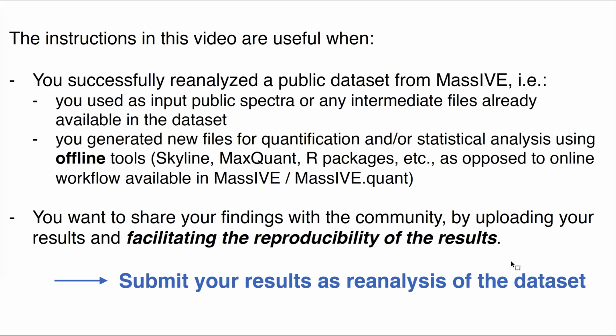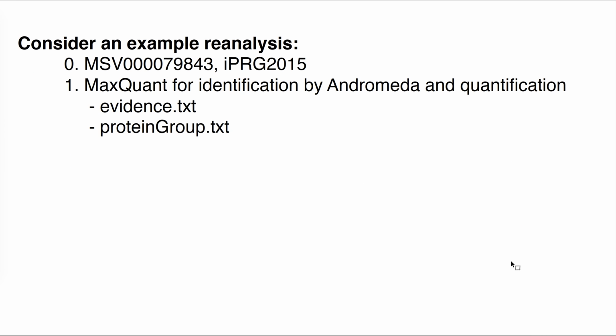Also, you want to share your finding with the community by uploading your result and facilitating the reproducibility of the result. If this is your case, you can submit your result as reanalysis of the dataset. In this video, we use one example reanalysis. The dataset called iPRG 2015 is available in MassIVE. We use the raw file and FASTA file from the published dataset and use MaxQuant for identification and quantification.